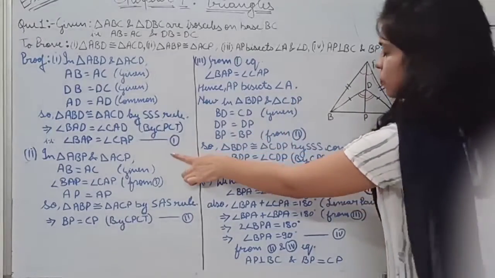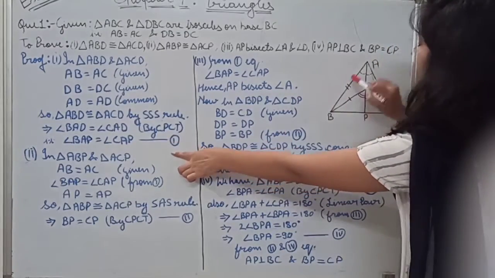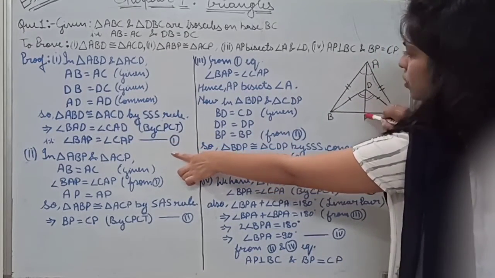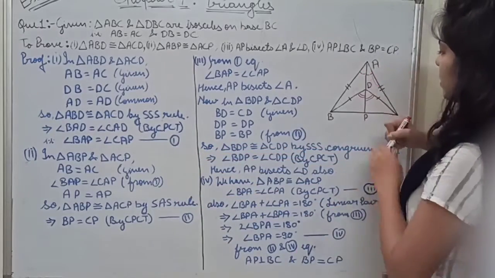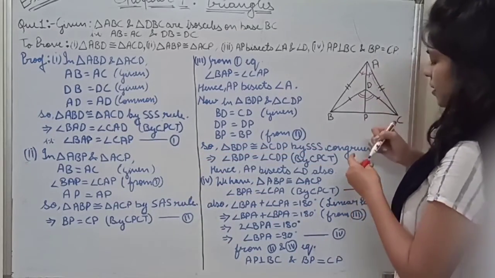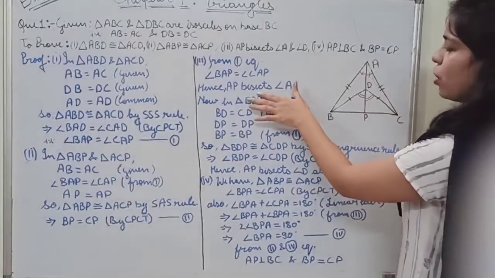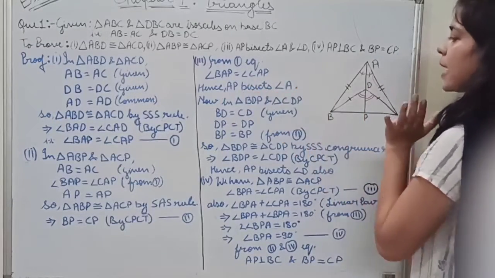Clearly from the first equation we have that BAP is equal to CAP. Okay, BAP is equal to CAP. This angle equals this angle. It means AP is the bisector of angle A. Hence AP bisects angle A.